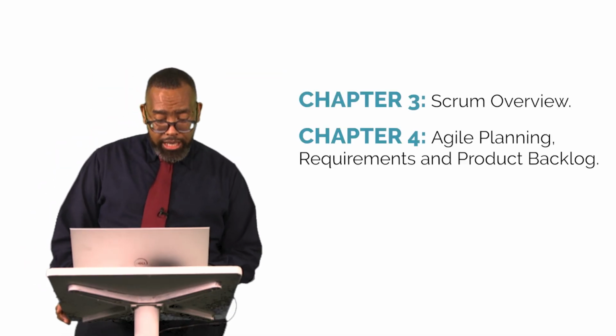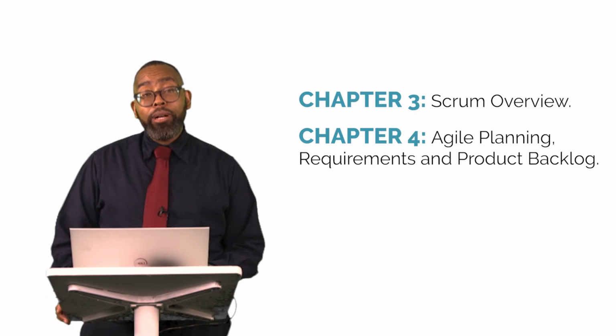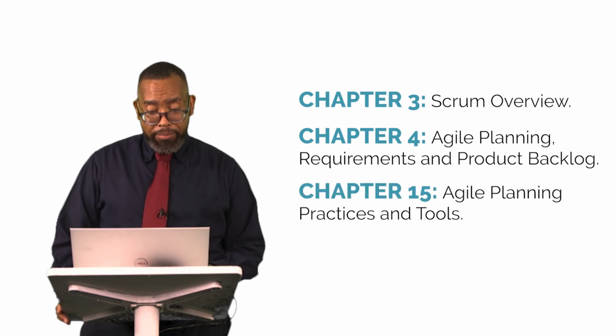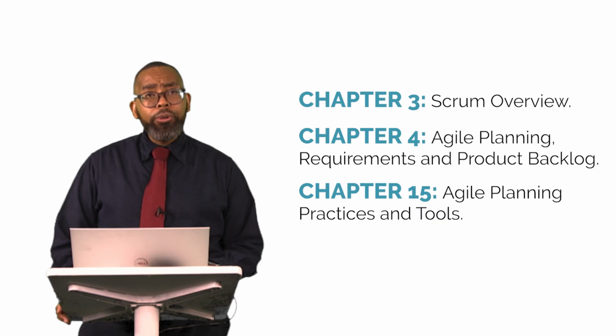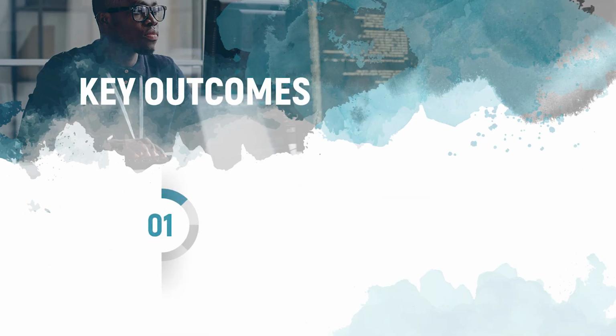In today's segment, we're going to look at Study Unit 2, which covers an overview of the Scrum framework. We're going to look at Agile planning and Agile requirements management practices. And of course, Unit 2 consists of Chapter 3, Chapter 4, as well as Chapter 15 in the prescribed textbook. So we're going to go through quite a number of learning outcomes.